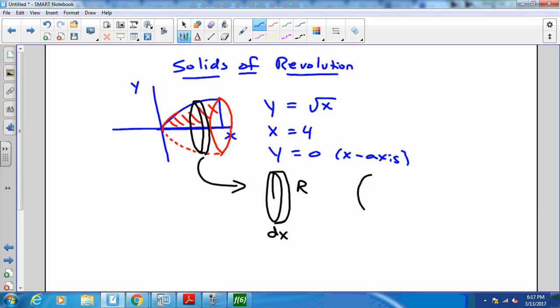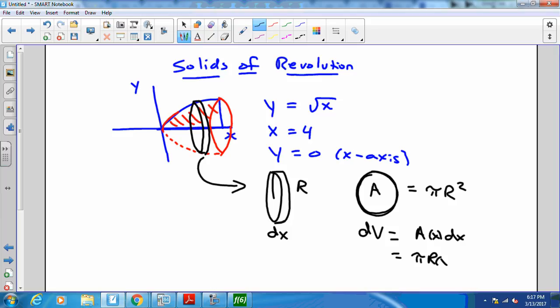And because my circular disk is essentially a cylinder, circular prism, essentially, then the area of that cylinder is going to be pi r squared, and therefore the volume of my representative disk right here is going to be area times dx, or pi r squared times dx.